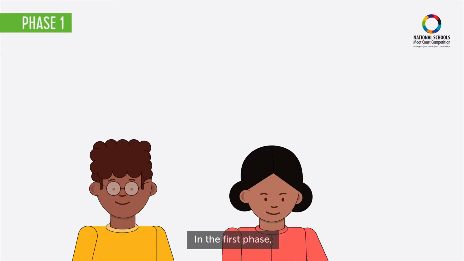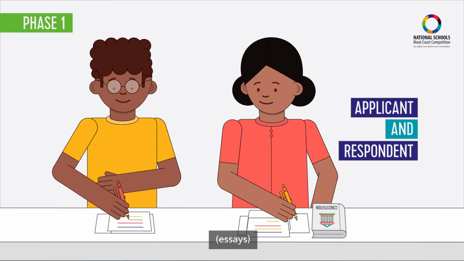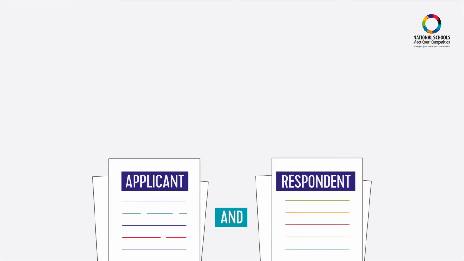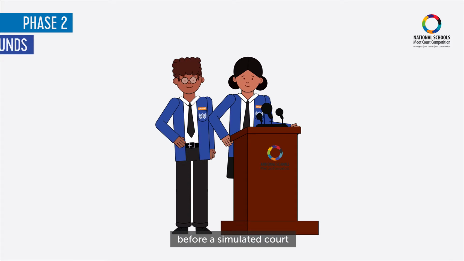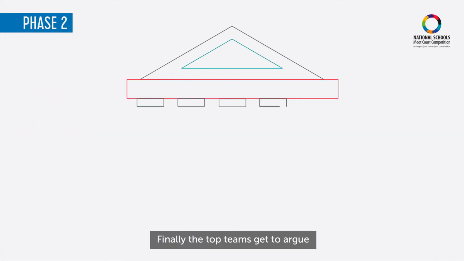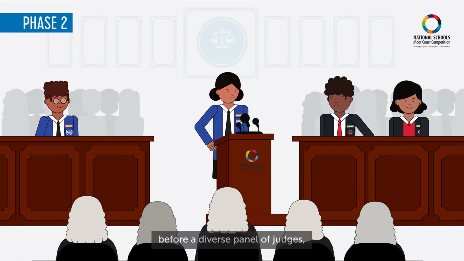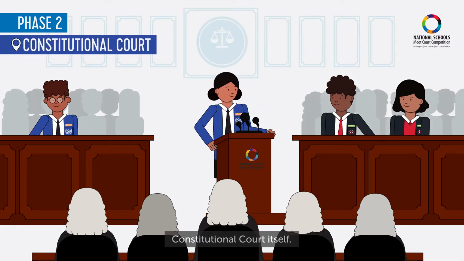In the first phase, teams prepare written arguments, essays, where you write for both the applicant and respondent. In the second phase, the 2 team members speak before a simulated court in the provincial rounds. Finally, the top teams get to argue at the Constitutional Court of the Republic of South Africa before a diverse panel of judges, including those of the Constitutional Court itself.